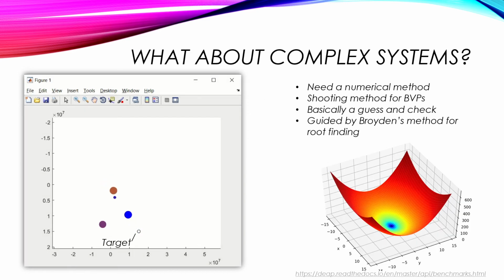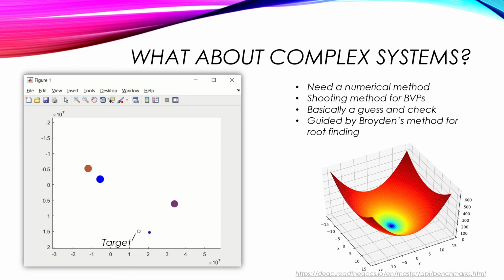Instead, I wanted to deal with more complex systems, and so I needed a numerical method to solve. I decided to use the shooting method for boundary value problems, which is basically just a guess and check sort of deal. You pick some initial velocity, see where your object ends up at the target time, and then use root finding methods to direct that towards the target. So you're basically minimizing the function that describes the distance between your actual object and your target at that final time. And I used Broyden's method for root finding to solve for this, which is basically just 3D secant method, because I didn't need to solve for any derivatives that way.